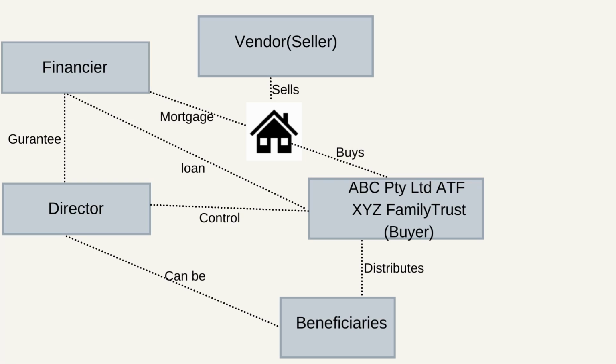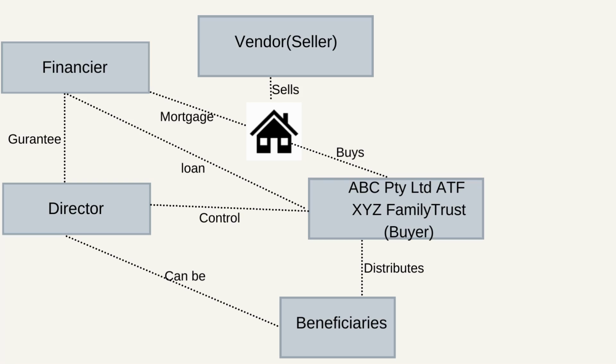Here is a diagram that will help you to understand better. The vendor intends to sell the property and the buyer is the family trust. In order to buy the property in the family trust, the buyer's name in the contract must be the family trust name, which is like ABC Pty Limited ATF XYZ Family Trust. When a bank gives a loan in a trust name, then the bank needs a guarantor to sign these documents. Guarantors are generally the director of the company, and it could be some other person as well.